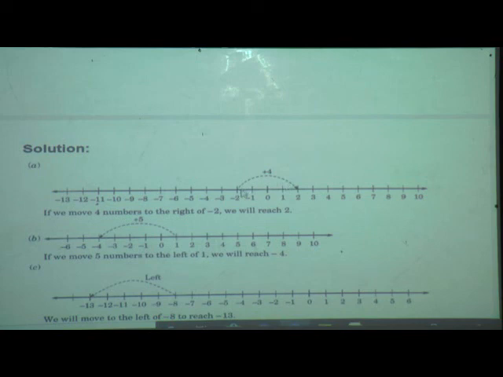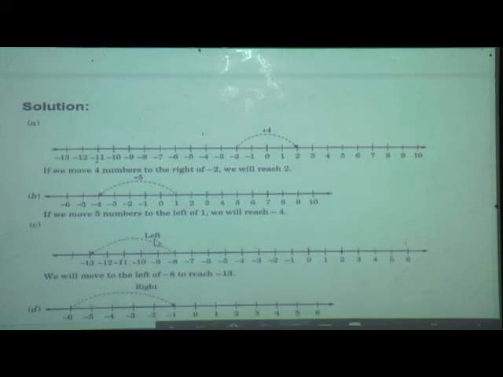So we are moving 4 steps. So 1, 2, 3, 4. Where are we reaching? 2. Yes? So the answer is, if we move 4 numbers to the right of -2, we will reach +2. Okay? Next question we will see.